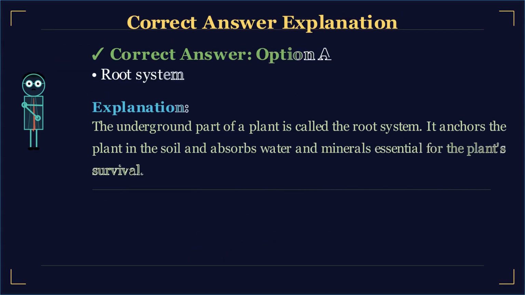Here's the explanation for the correct answer. The underground part of a plant is called the root system. It anchors the plant in the soil and absorbs water and minerals essential for the plant's survival.